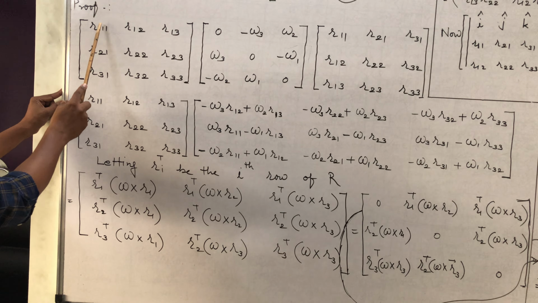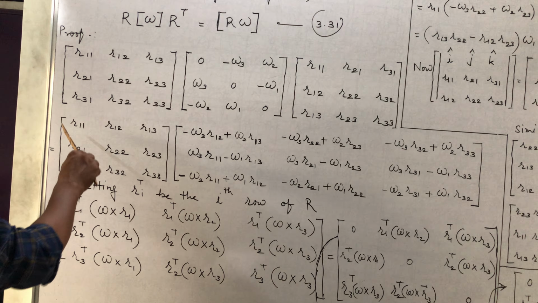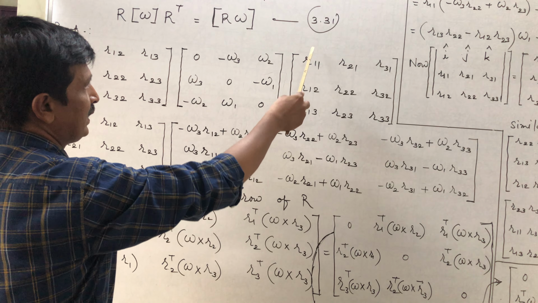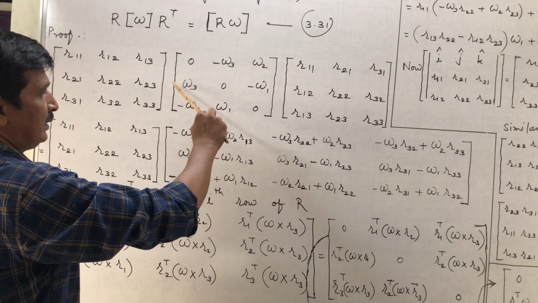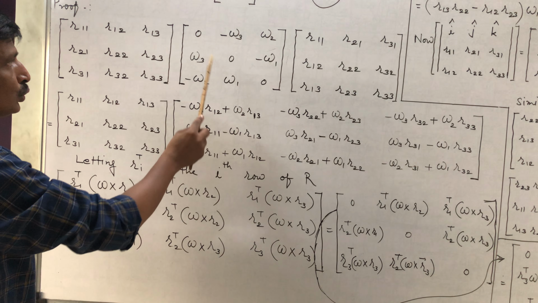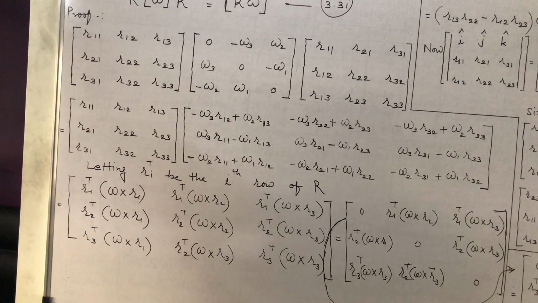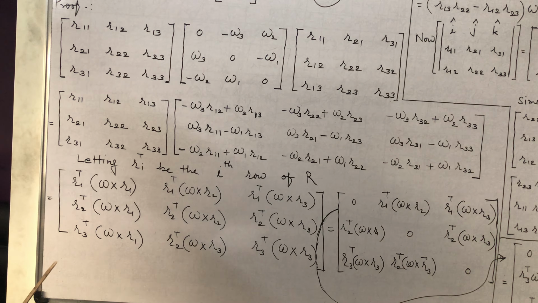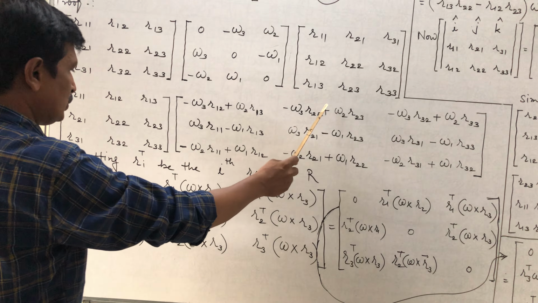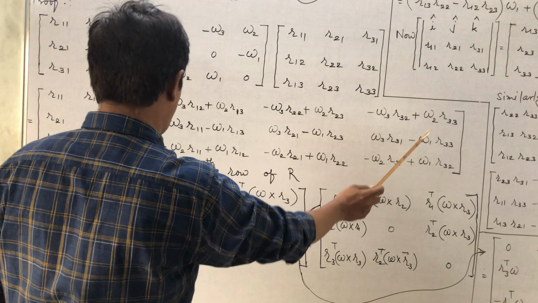Now we have taken this one as R1, this one as R2, this one as R3. So this one is R1, this one is R2, this one is R3. Here, this one into this one is this, this one into this one is this, and this one into this one is this. So it is actually omega cross R1, and this one is omega cross R1. This one is omega cross R2, and this one is omega cross R3.